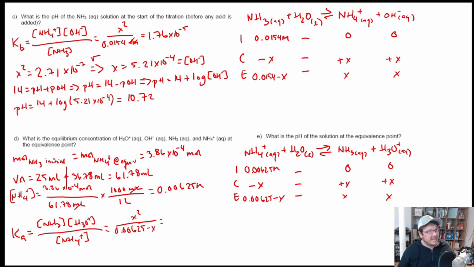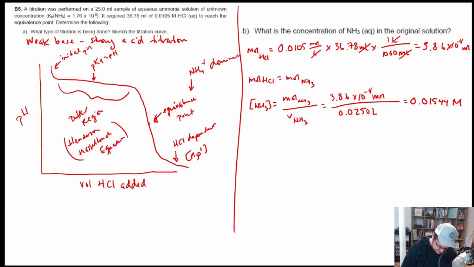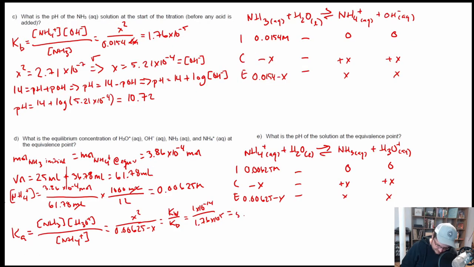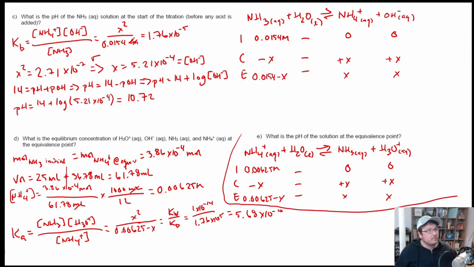So we also have to calculate what the Ka is in this case. The Ka is just going to be the Kw over the Kb. So that's going to be 1 times 10 to the negative 14 over, what was it, 1.76 times 10 to the negative 5th. And that comes out to 5.68 times 10 to the negative 10. So we have that right there.